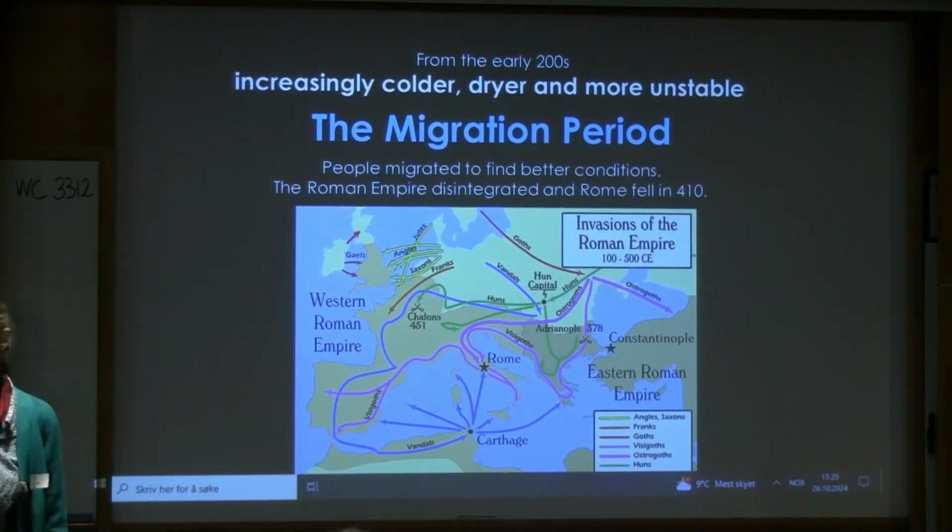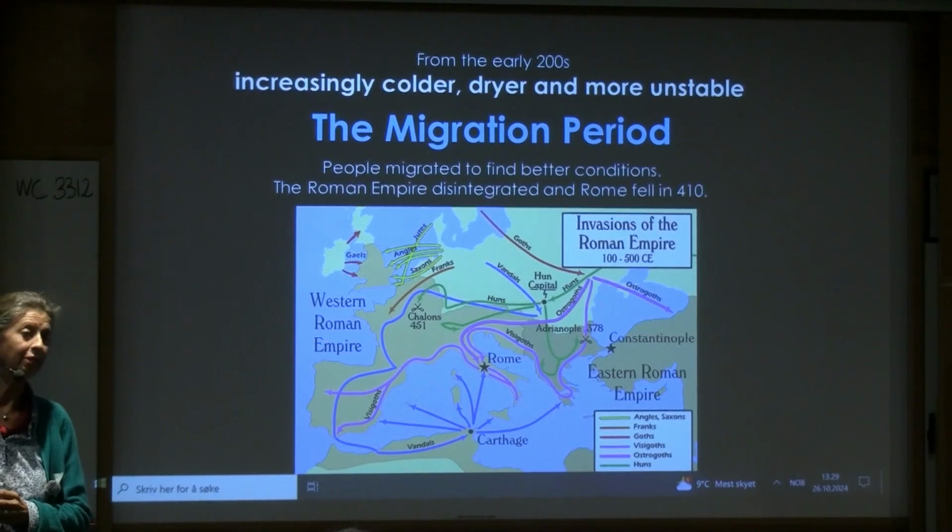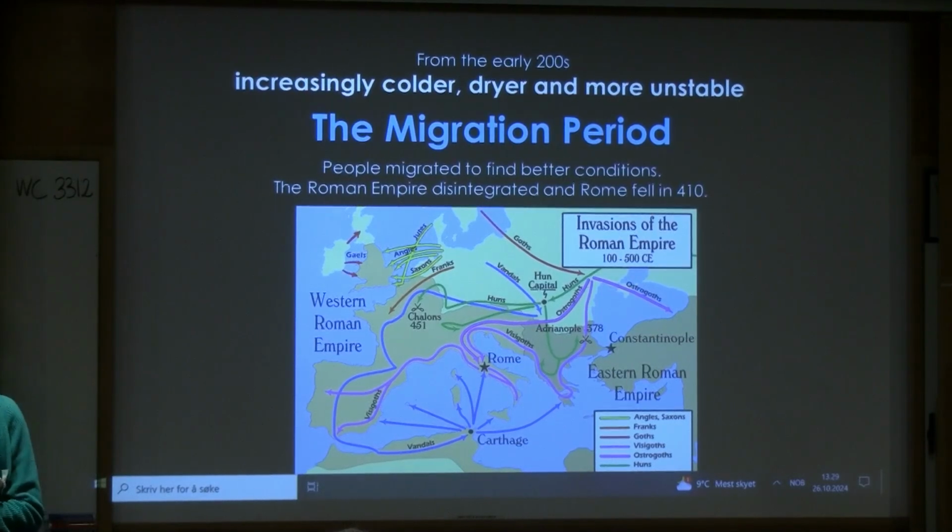But this good, warm, wet period couldn't last forever. So from the early 200s, it became increasingly colder, drier, and more unstable again.